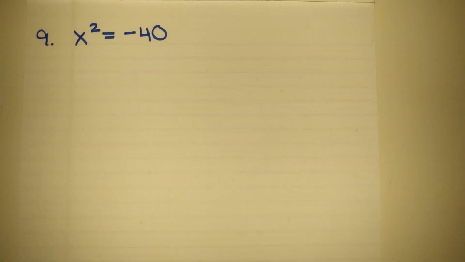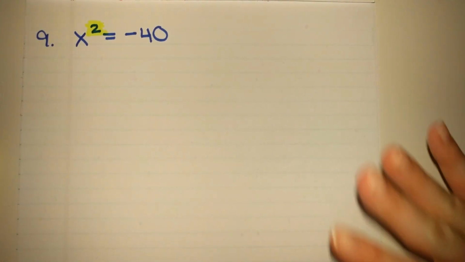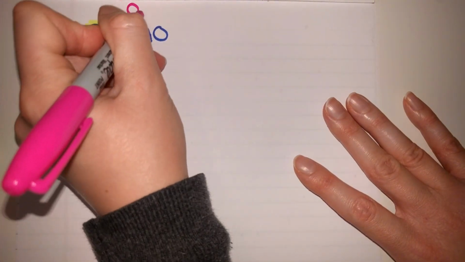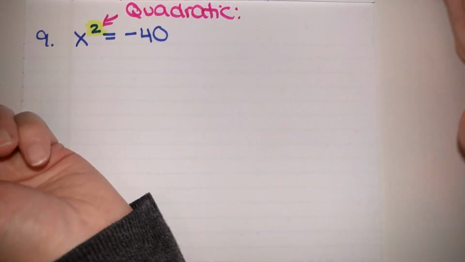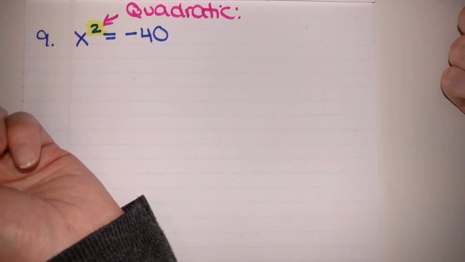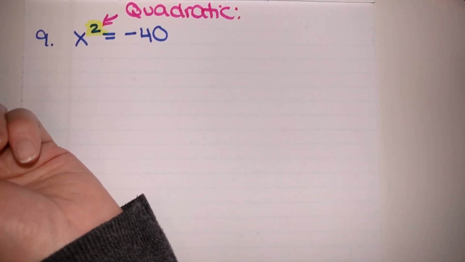So when I look at this question, the first thing that stands out to me is that I have a square power. And because I have a square power, it's not a linear equation. It is, of course, a quadratic equation. And with the quadratic equation, we have all these different methods. We have our factoring methods, quadratic formula method, we have the completing the square method, and the square root property.